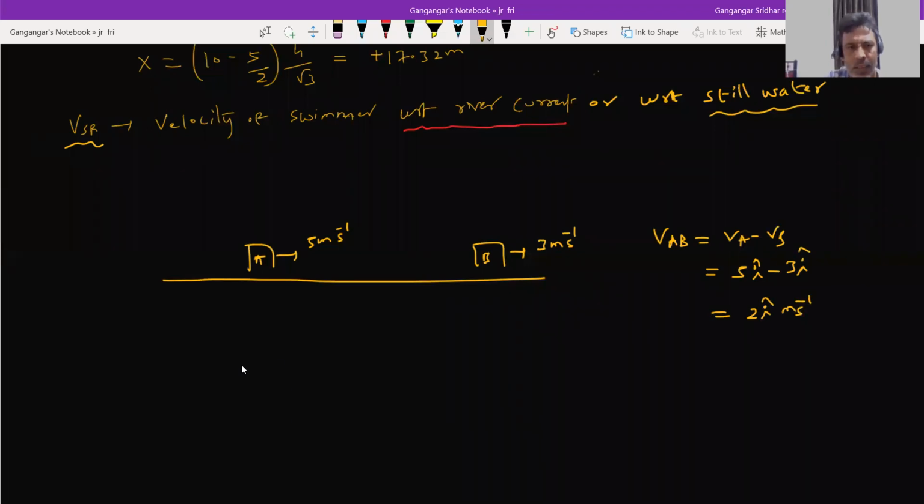Okay, now you ask him. So there is a person on the ground. You ask him, what will be his comment? A is moving towards him and B is moving away from him. Is it okay? So what does this person say? A and B are moving towards the right with a velocity 5 meters per second and 3 meters per second.